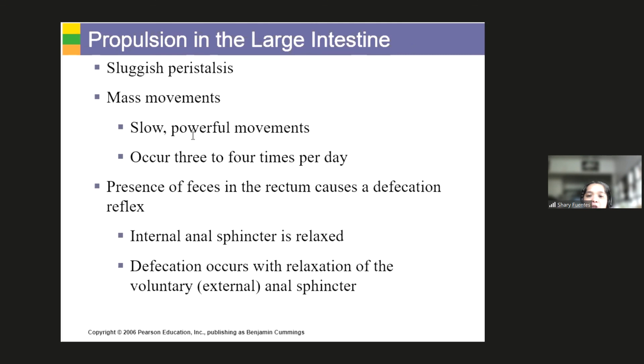Propulsion in the large intestine. When you propel food within the large intestine, as it passes through, mabagal. There's a sluggish peristalsis. Kaya sinasabi ko, pag may diarrhea kayo, mabilis, hyperactive. Usually, dapat normally mabagal. Mass movement. It's slow. It's a powerful movement. They occur 3 to 4 times per day. So, dahan-dahan, 3 to 4 times a day.